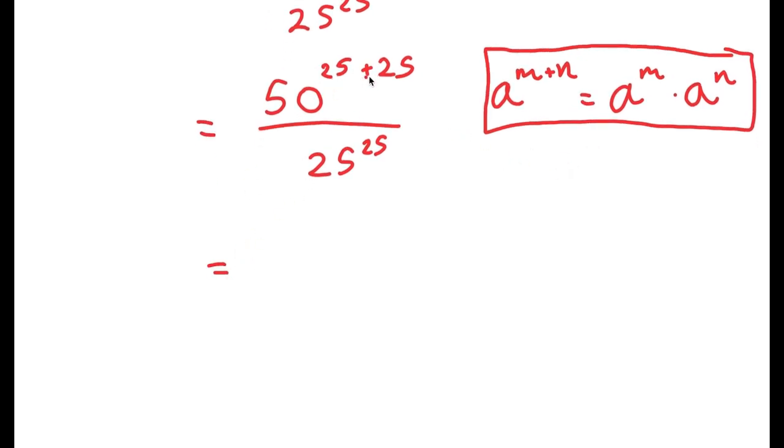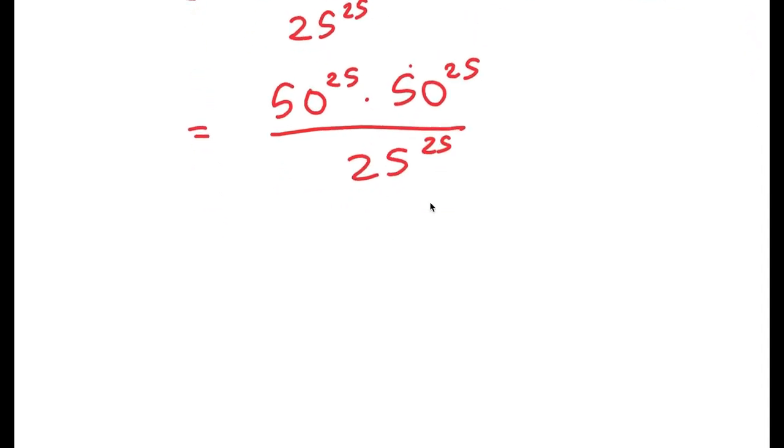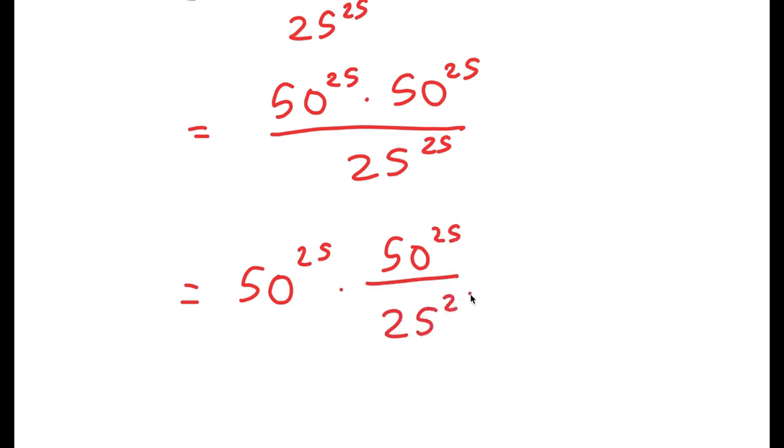So 50 to the power of 25 plus 25 using this property turned into 50 to the power of 25 times 50 to the power of 25. And I still have this over 25 to the power of 25. Now from here, I'm going to rewrite this as 50 to the power of 25 times 50 to the power of 25 over 25 to the power of 25.